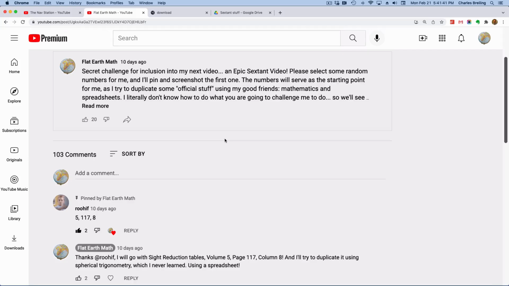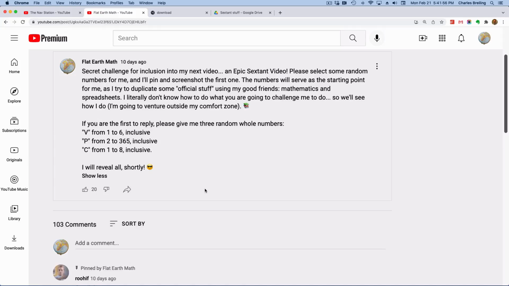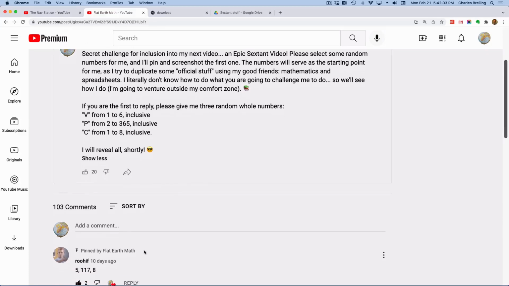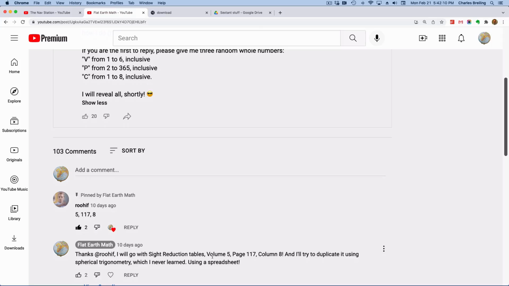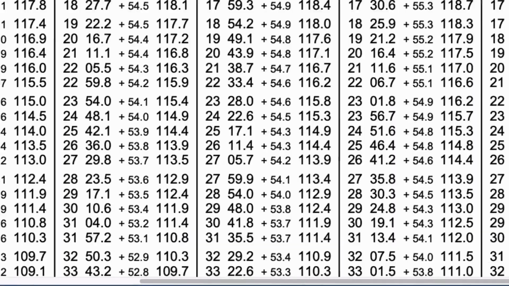So 10 days ago, I came up with this idea that I wanted you guys to challenge me to just duplicate one page. And actually what ends up happening is I will duplicate all the pages. But I wanted you to pick a number, V, P, and C, not knowing that V was volume and P was page and C was column. And so Ruhif picked 5, 117, and then 8. And so I'm going to go with volume 5, page 117, and column 8. So I've already opened that up here in another window.